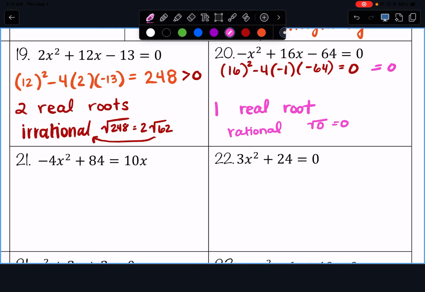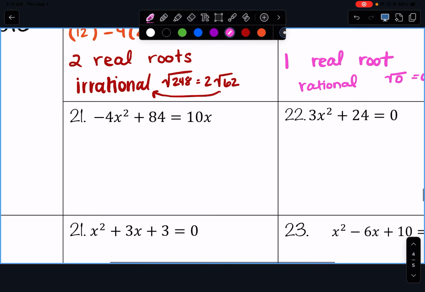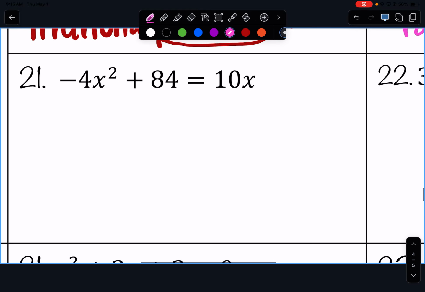All right. Now, for number 21, or for the first 21, I did two of them accidentally. I don't know how that happened, but it's fine.